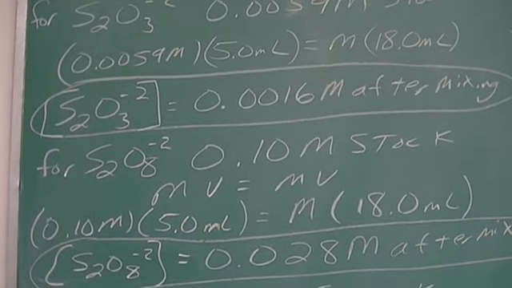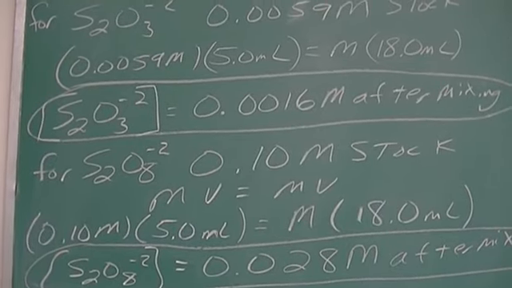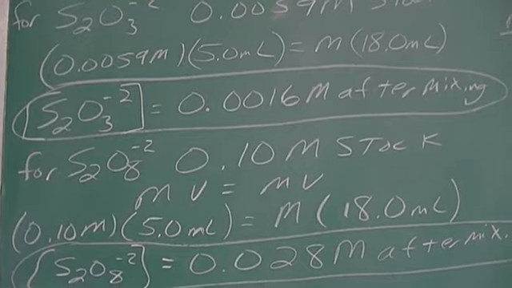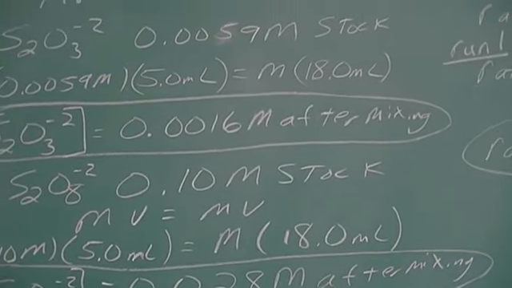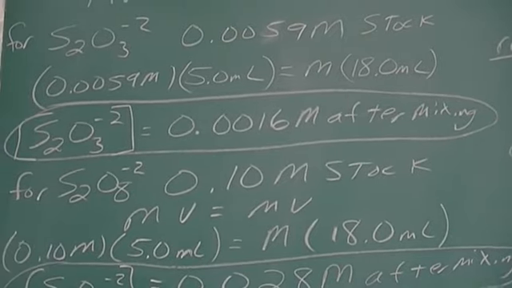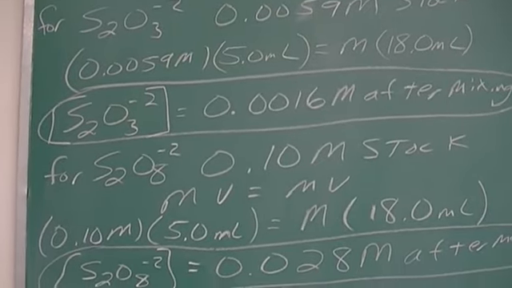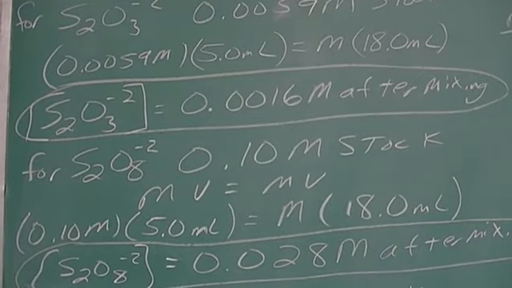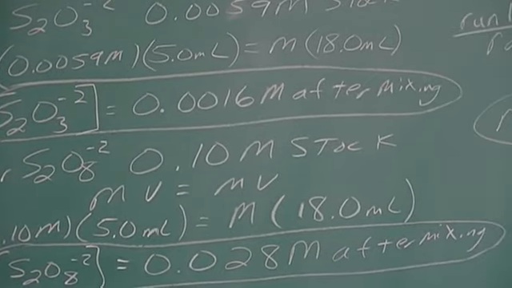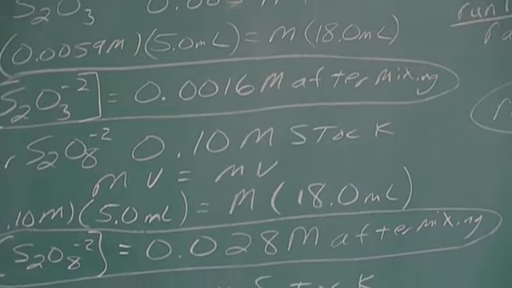So we take our 0.0059 times our 5 mils, and that's equal to the molarity times the 18 mils. So divide both sides by 18. Every time you're using the S2O3 minus 2, we're going to use 0.0016 molar because that is the concentration after mixing.